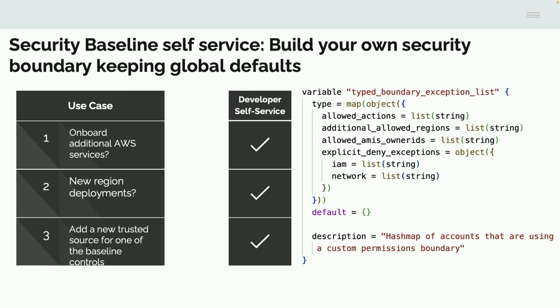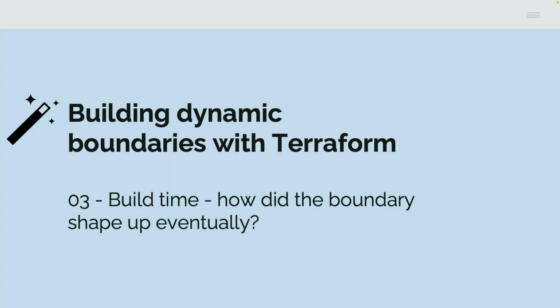We were also enforcing certain base images or golden images, as you say. But for example, you need to deploy a vendor tooling. You need an AMI from the marketplace. So we have a placeholder saying allowed AMI owner IDs, where you can specify from which specific account you can deploy an AMI. And this all happens on a per account level. So all the ticks you see: onboard additional service, tick. New region deployments, tick. Add new trusted source for another controls, tick. Now you might wonder, how does that end up on the specific AWS account? That's the next part, which is the build time. How did the boundaries shape up eventually?